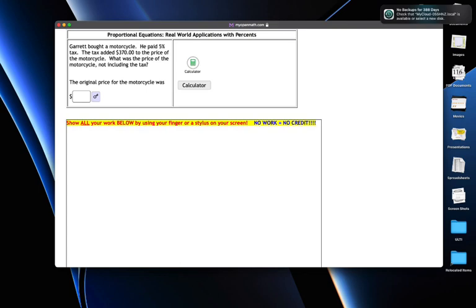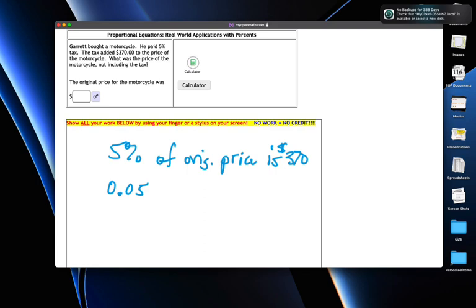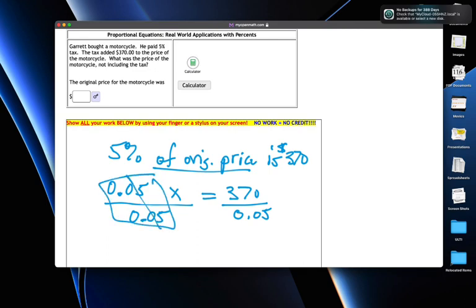So here's what we know, that 5% of the original price is the amount of sales tax, which in this case was $370. 5% as a numeric value is 0.05. We don't know the original price. That's what we're trying to find, so we'll use the variable x. And that is supposed to be equal to $370. We can solve this by dividing both sides of our equation by 0.05. We're trying to make 1 right there, which we did.